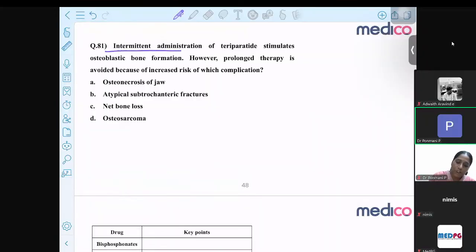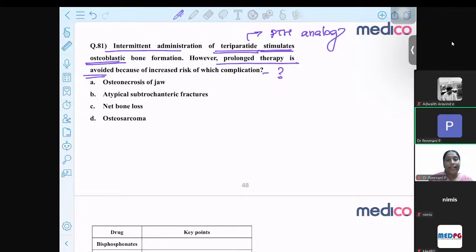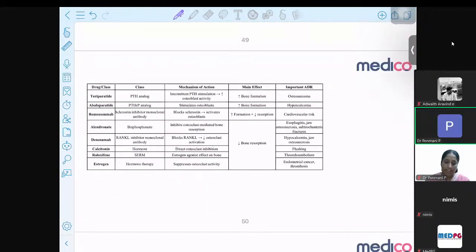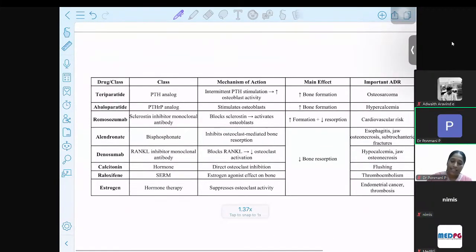Now, the next question. Intermittent administration of teriparatide. What is teriparatide? It is a PTH analog, parathormone analog. It stimulates osteoblastic bone formation. However, prolonged therapy is avoided because of which complication? So we usually give teriparatide intermittently. We don't give it continuously. Why? Now let us look at this. So this whole thing is a drug given for osteoporosis.